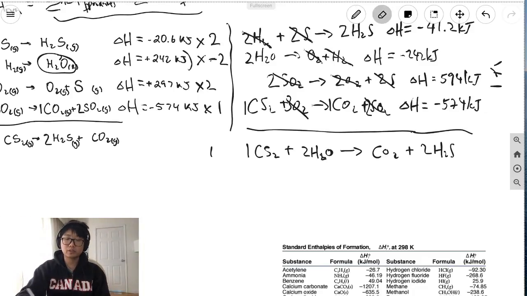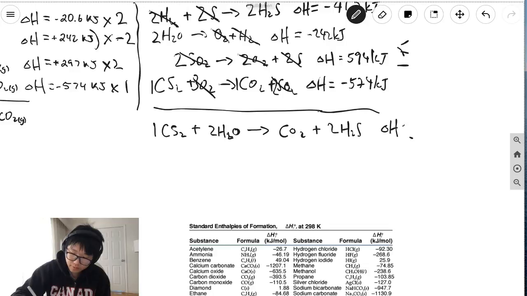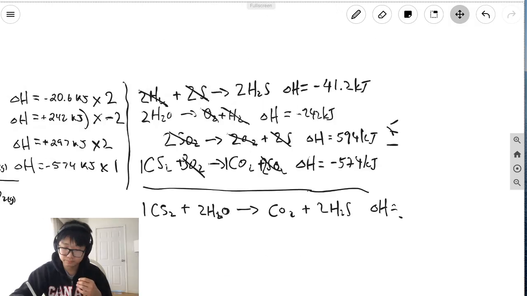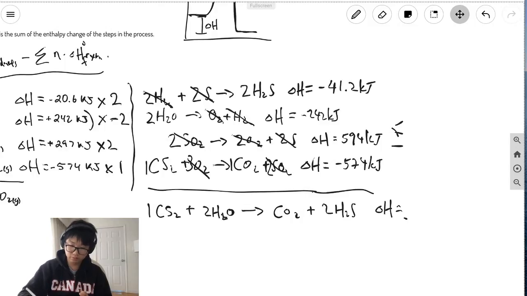And then now the final step, the actual thing they want, is the final delta H. You can find that basically by adding up all your modified delta H values. Okay, so now we're going to add all of them up. We're going to go negative 41.2, negative 242, 594, and negative 574. Right, and let me know when you get a value.